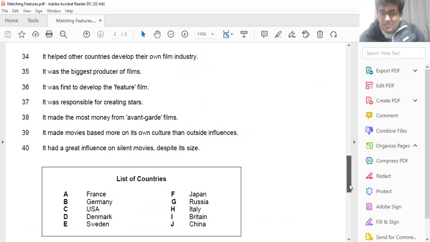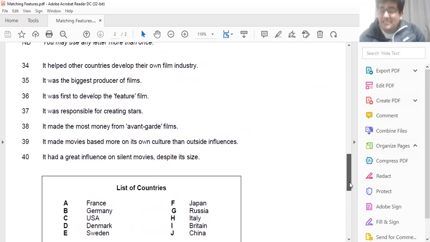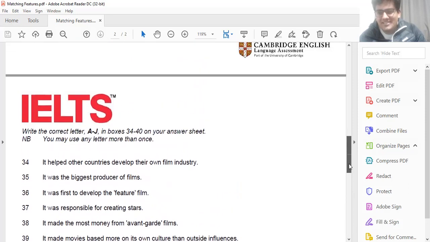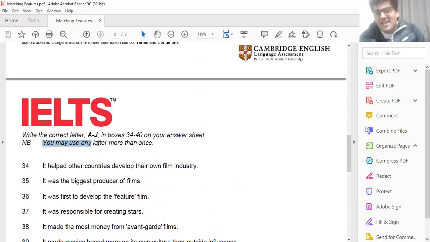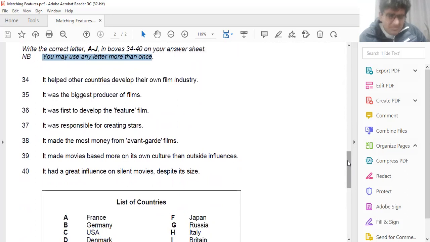In 37, the answer was C. And in 35, the answer was also C. So in two cases, the answer is coming C for Charlie, that's the United States. Therefore, it proves this concept that you may use any letter more than once. Two or more questions might have the same answer. It doesn't happen always, but this trend could be depicted over here, and in this case, it is most definitely being depicted. I hope you got the basic understanding of this. Thank you very much. Now, moving onwards.